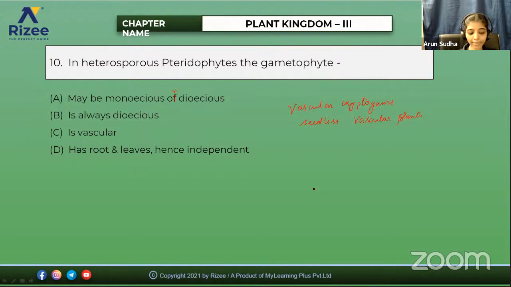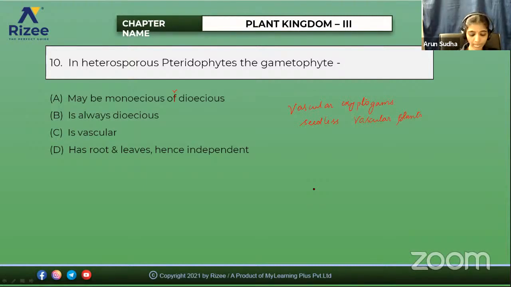Okay. Then in pteridophytes, the spores germinate to form: first option Protonema, second option Prothallus, third option Sporophyte, and fourth Archegonium. So which will be the correct option? B. Yeah, good. You see clearly what is given. Since it is in pteridophyte, it forms Prothallus. If it is a mass, it is a Protonema. So since it is a pteridophyte, Prothallus is the correct answer.